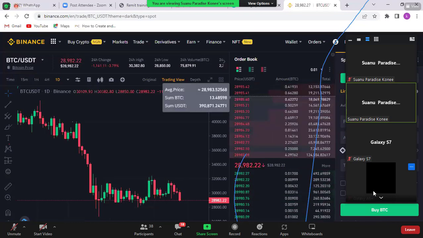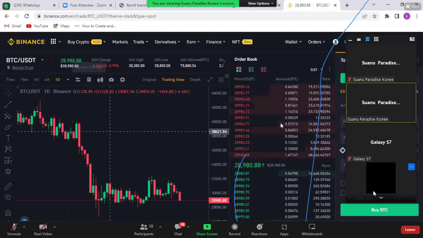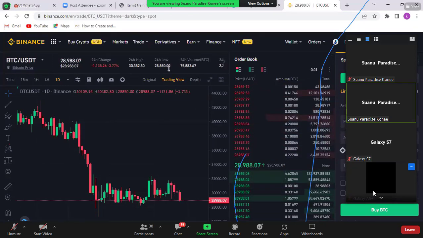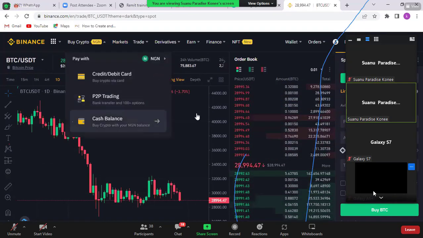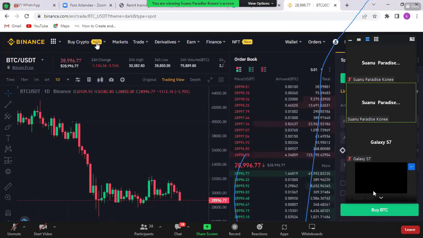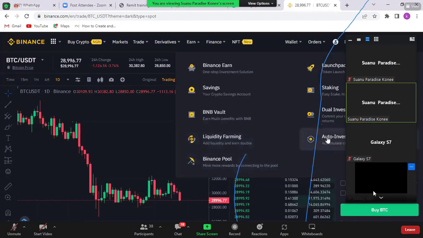Now, I have successfully shown us the interface of this place and how it works. Like I told us, don't leave this class because I will be dropping 2 guaranteed projects that will be doing 10x.